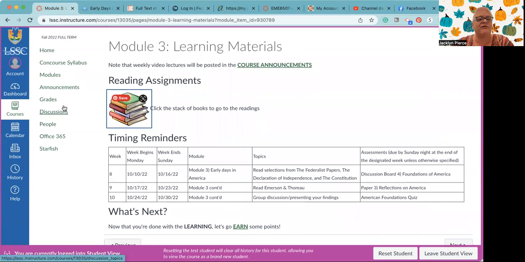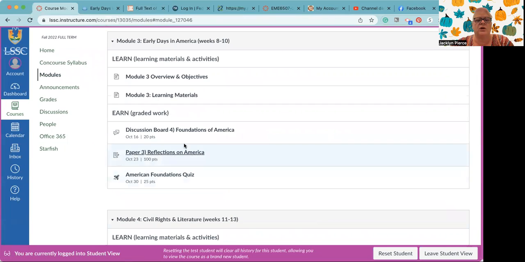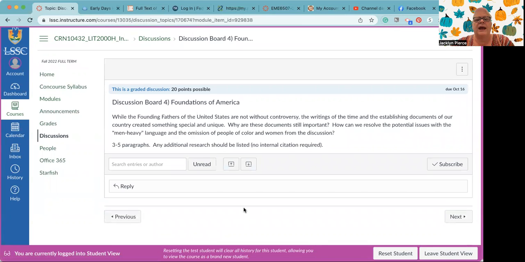So then for the assignment this week, your discussion board is called Foundations of America. And of course, it talks about the controversies. While the founding fathers of the United States are not without controversy, the writings of the time and the establishing documents of our country created something special and unique. So you're going to be writing about why these documents are still important and how we can resolve the potential issues with the men-heavy language, the omission of people of color and women from the discussion.